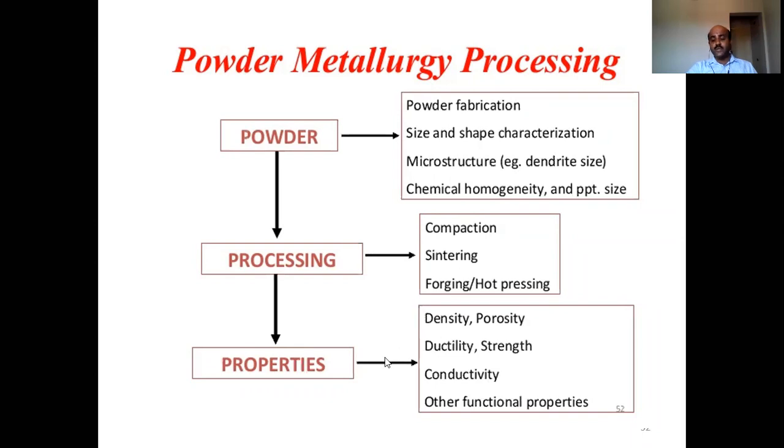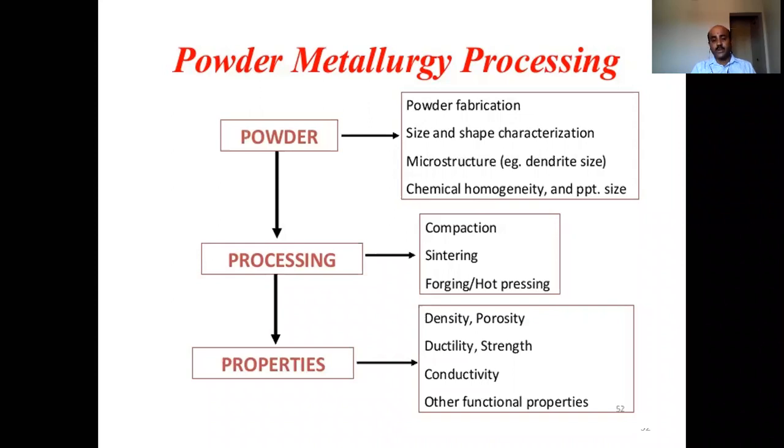Next, we need to test it for the properties: whether the part has the required density or porosity, whether it possesses the required ductility, strength, conductivity, or any other functional properties. So this is the process of powder metallurgy. It is not that we only fabricate the powder and then process it and it will get the properties.